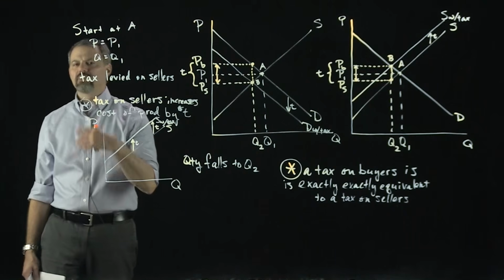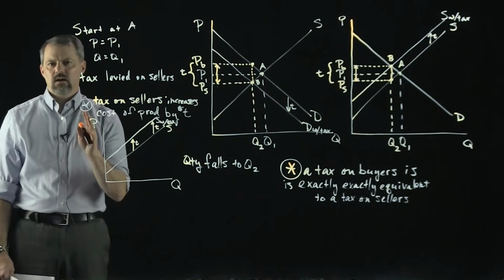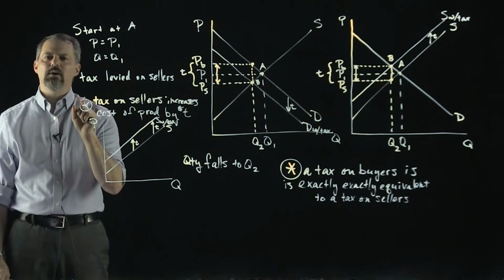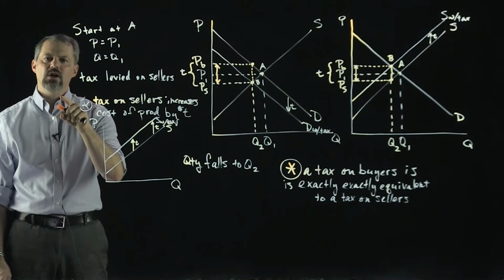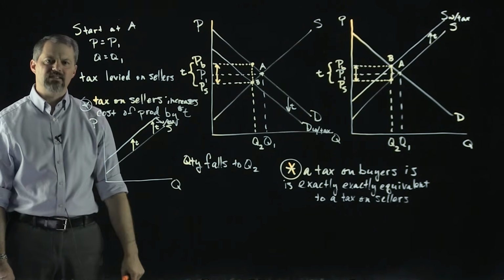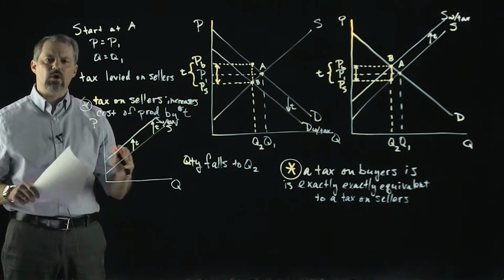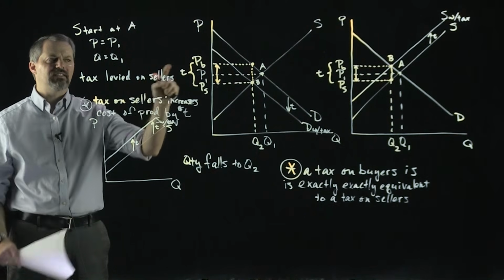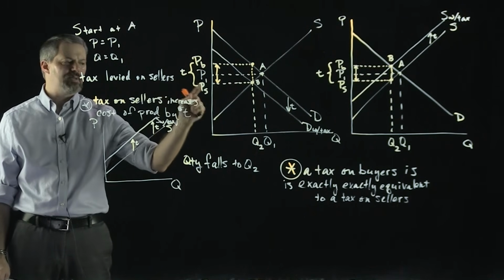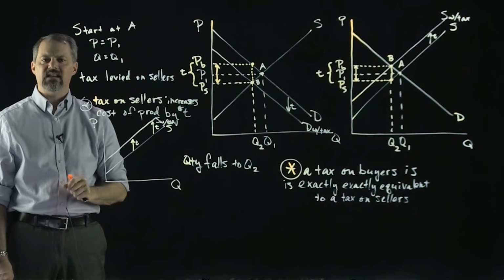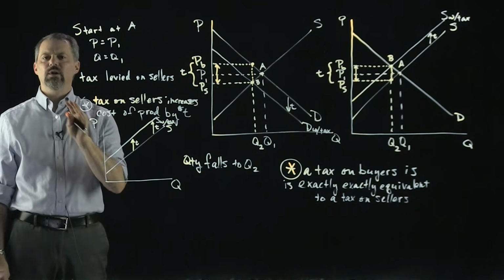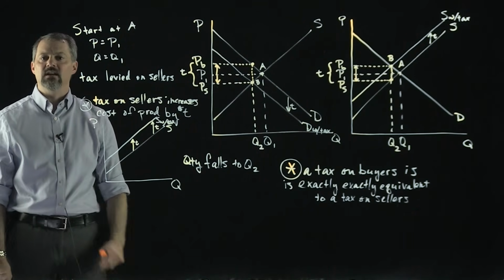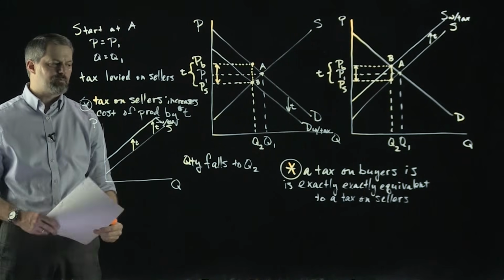So if you're going to impose a tax on a market, it doesn't matter if you impose that tax on the buyers or if you impose that tax on the sellers. Everything's going to work out exactly the same. The prices will end up exactly the same and the quantities will end up exactly the same regardless of which side of the market you place the tax on. Now, here's the real reason why that's important.